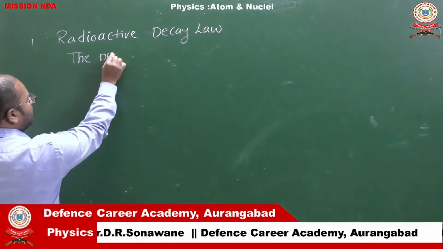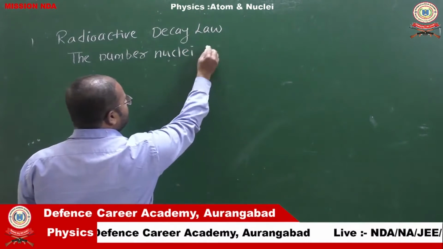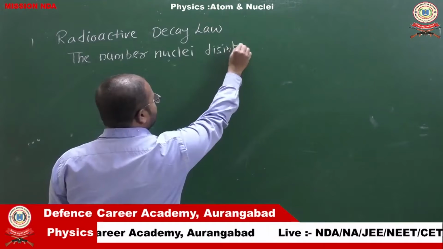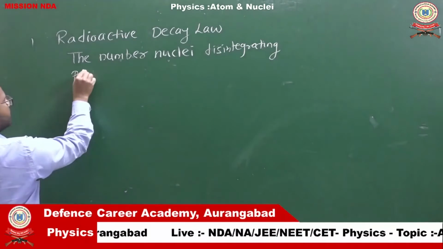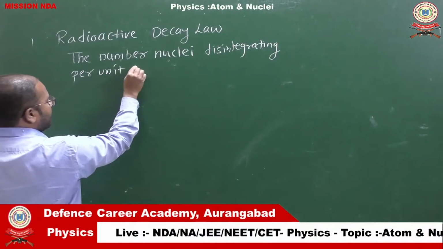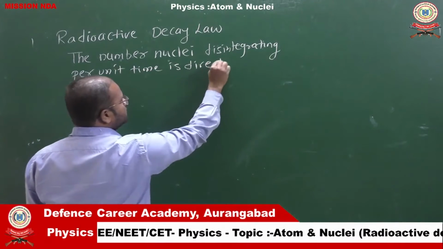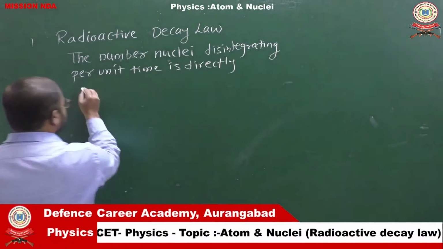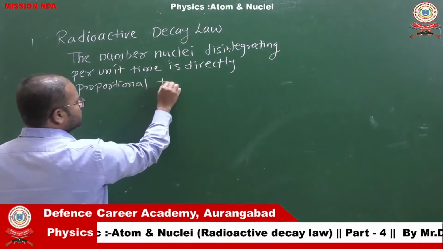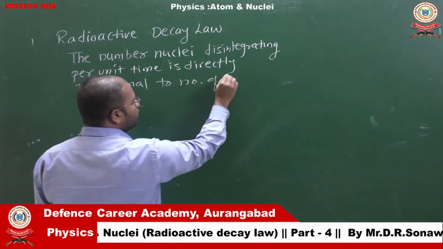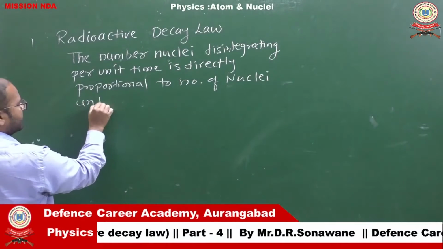The number of nuclei disintegrating per unit time is directly proportional to the number of nuclei undisintegrated.